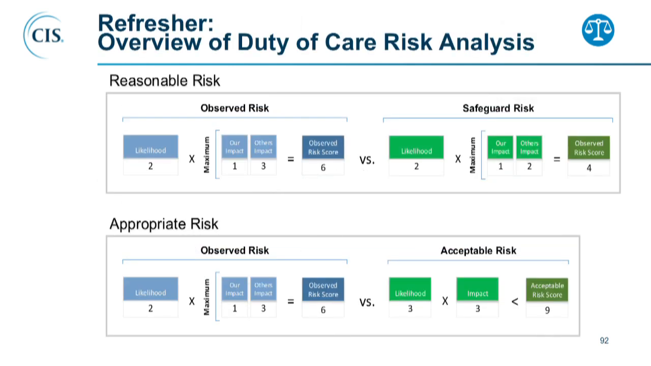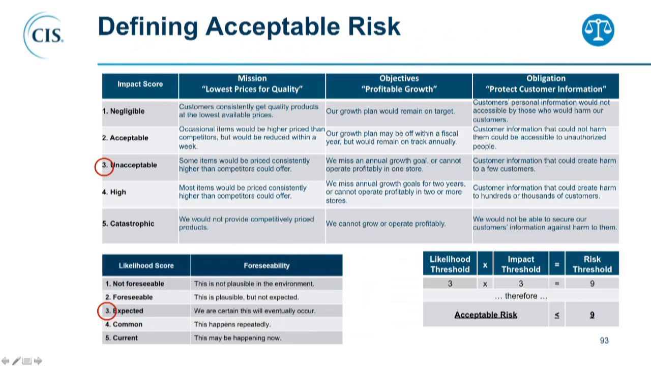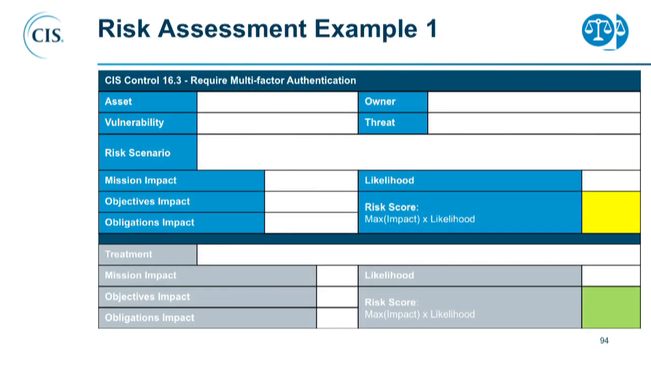And remember, these were our structures for what reasonable risk was. It's reasonable when the safeguard risk is below the observed risk. It's appropriate when the observed risk is lower than acceptable risk. One more slide. And then this was the acceptable criteria. Here it's 3 times 3. So one more ahead. Thanks.